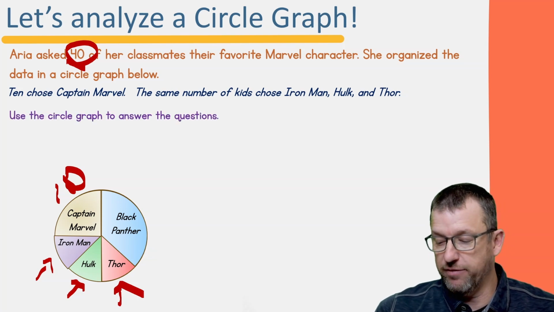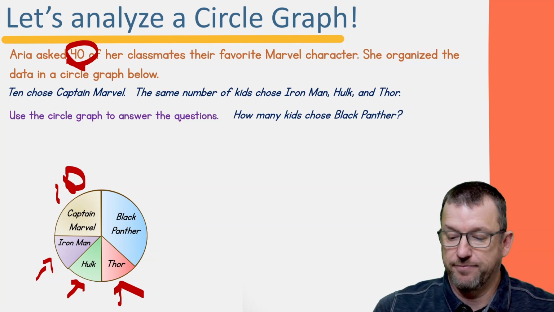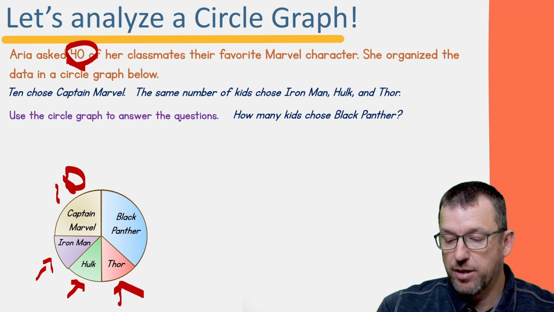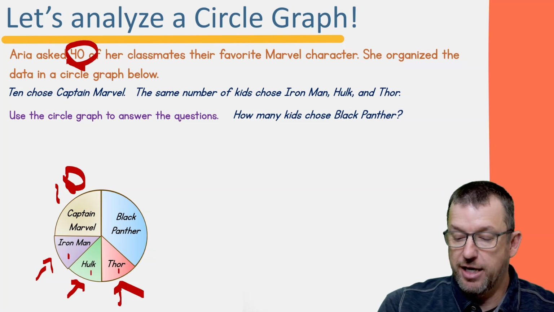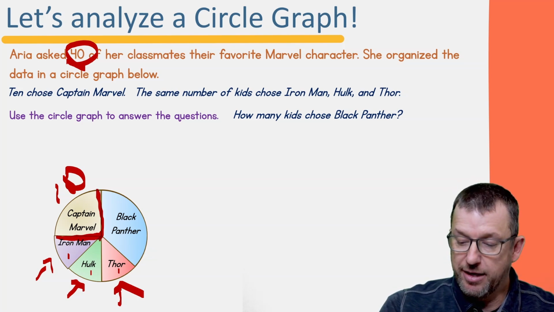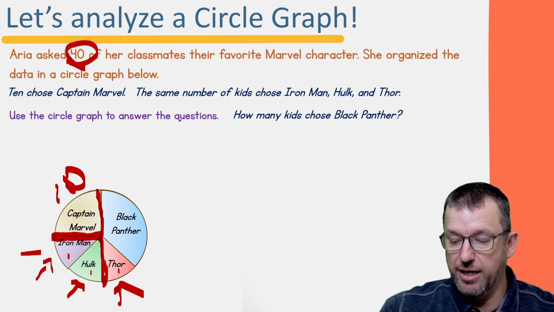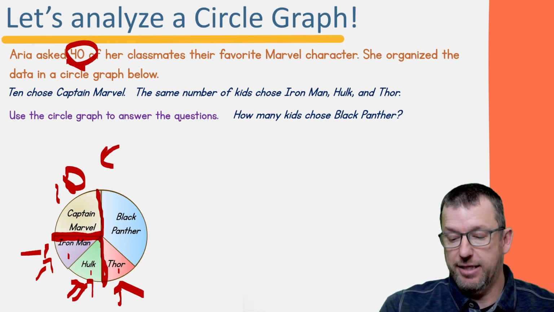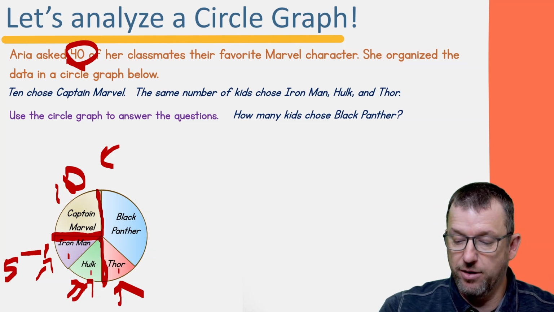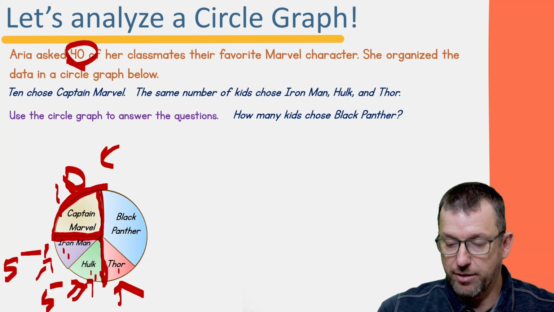So use the circle graph to answer the questions. How many kids chose Black Panther? Okay, well, to get to Black Panther, we probably can solve these first, all right? If Captain Marvel was 10, that means that's 25% of the data. And that means over here we have another 25% of the data, right? So if Captain Marvel's 10 and both of these have to be equal, and both of these are half of Captain Marvel, that tells us that Iron Man is 5 and Hulk is 5. You see, because these two cover the same amount of space in the circle as Captain Marvel, so together they have to equal 10. Okay, so let me erase my screen.